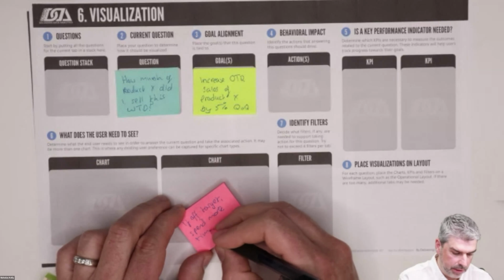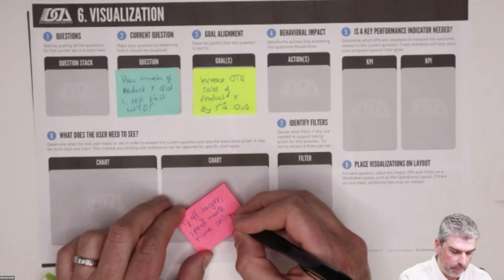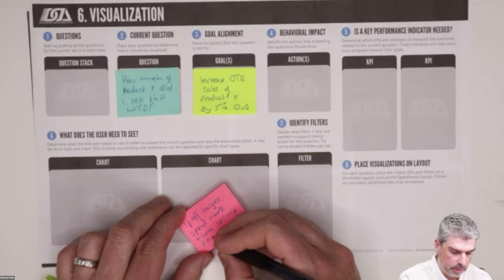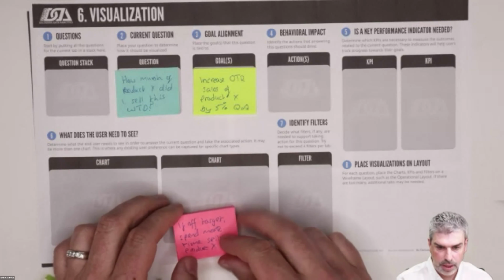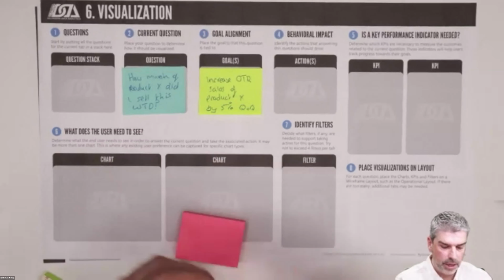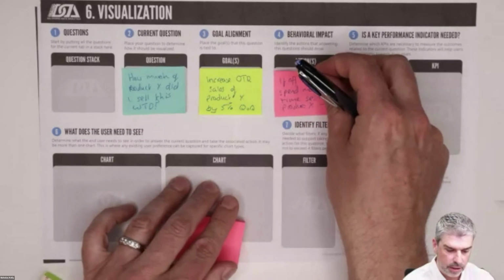Time selling product X, for example. Okay, it's just an example. And you can have multiple actions. You could have a stack here. So why are we doing this?